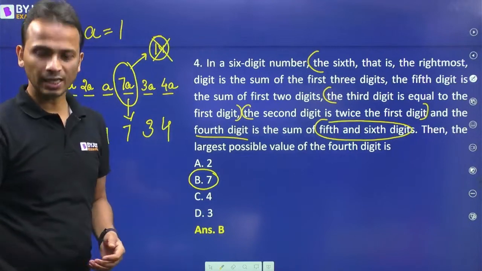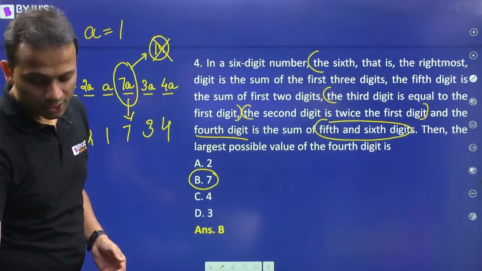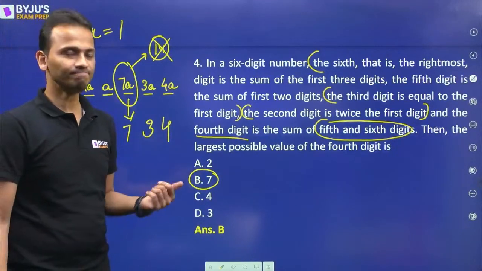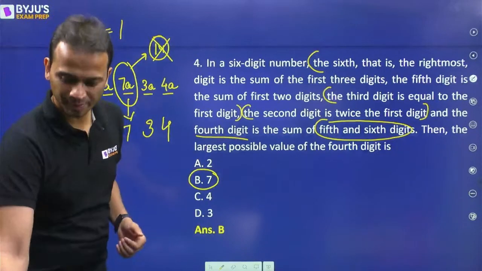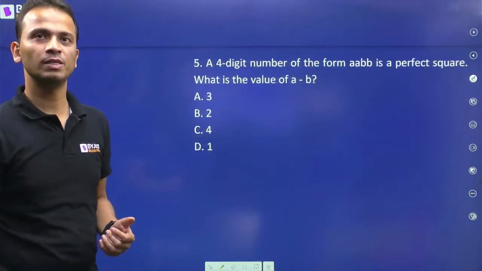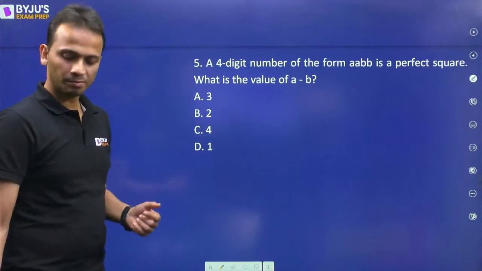Okay. Nidhi has given the correct answer. Only Nidhi has given the correct answer. All right. This one was easy. I was expecting a better response from all of you. Let's move on to the next question.